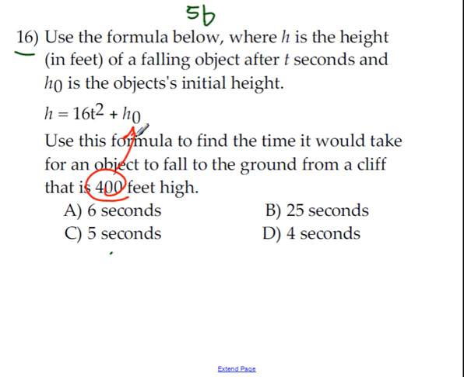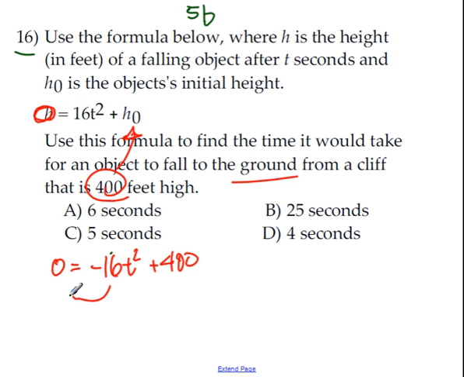Take this 400, we're going to plug that in for h sub 0 because that's the height that we're starting at. And h out here is going to be 0 because we're wanting to find out where it is when it hits the ground. So, same things are going to happen each time. We got 0 equals negative 16t squared plus, in this case, 400. And yeah, that's supposed to be a negative there. I don't know why it isn't printing.